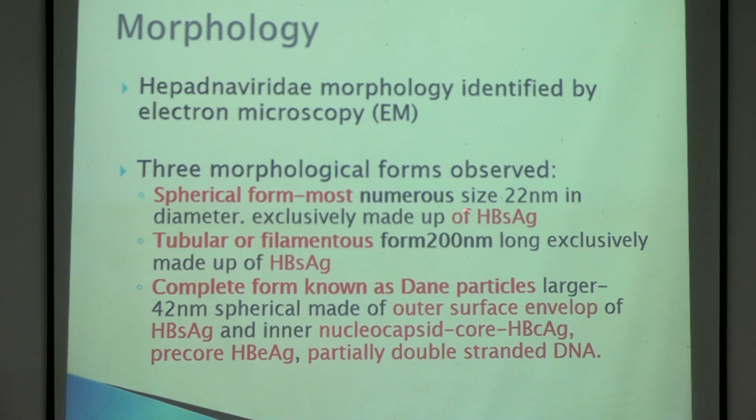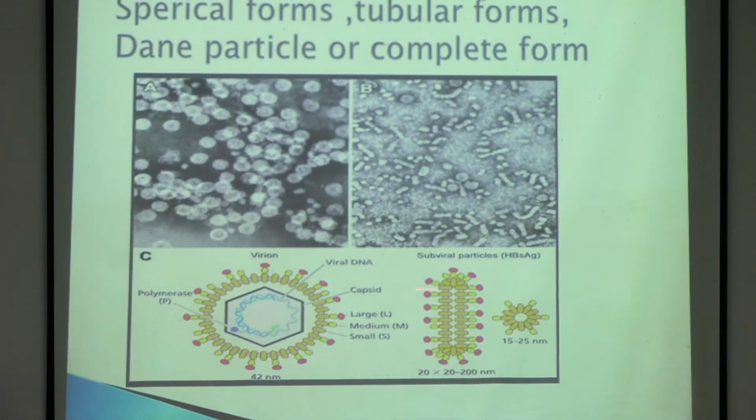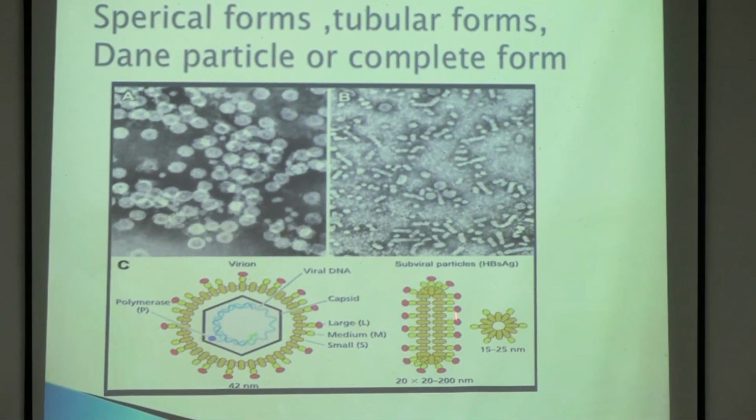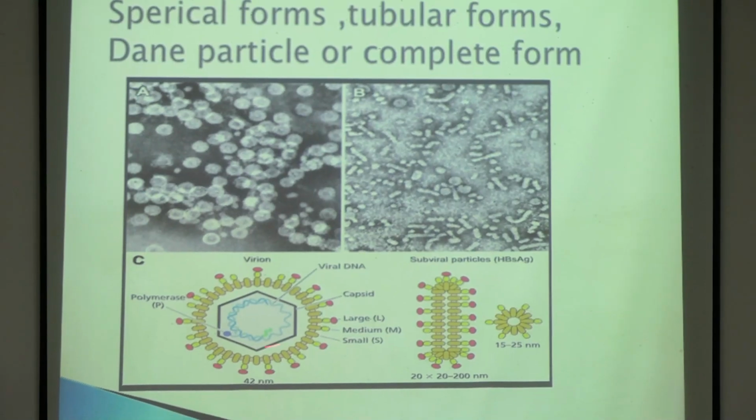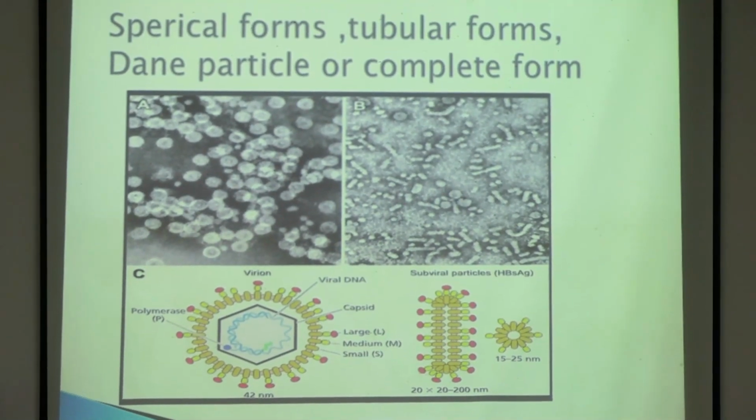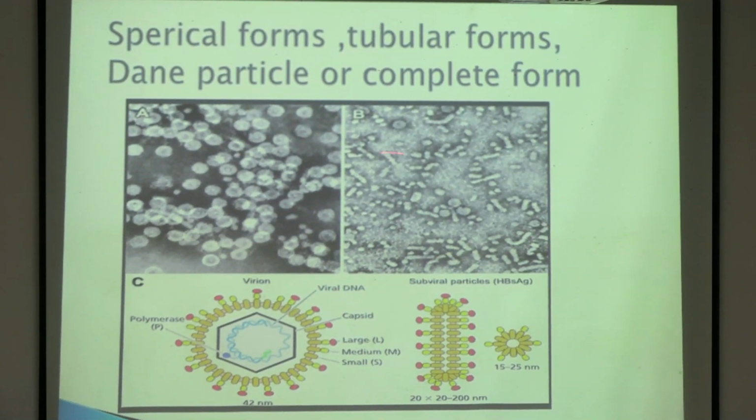Spherical form is the most numerous. You can see here the spherical form, the tubular form, and this is the whole virus, the Dane particle. These are electron microscopic pictures. You can see the small, tiny, numerous spherical forms, around 22 nm in size. And these tubular forms you can appreciate here, about 200 nm in size, a little bit longer. Then the Dane particle is about 42 nm in size.